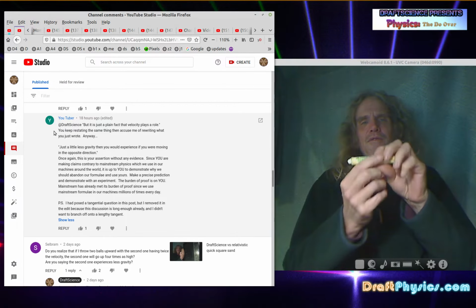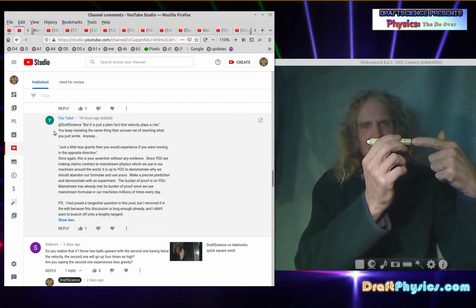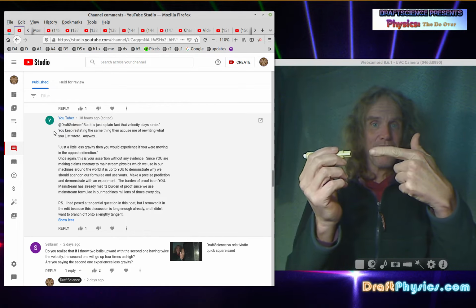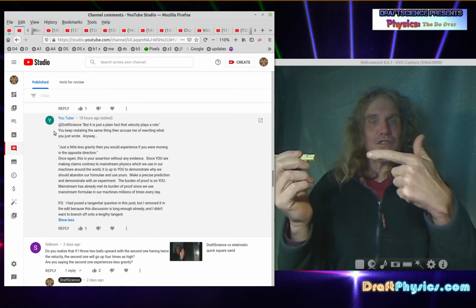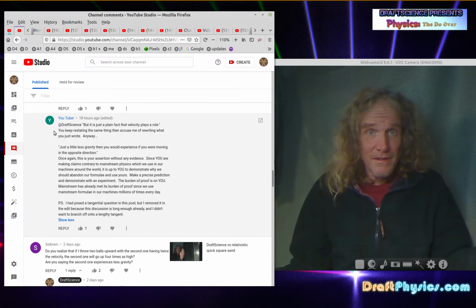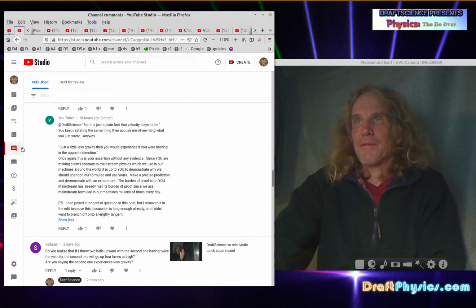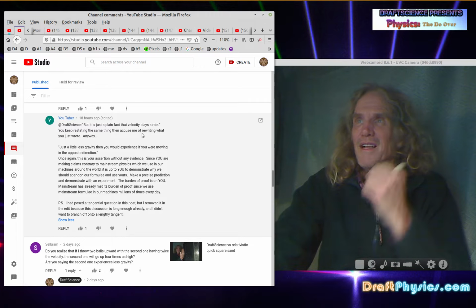If you're pushing something and it's moving away from you faster than you're moving, you obviously can't push it anymore. Duh. So that's sort of the argument. But anyway, let's read some of this. It's just a plain fact that velocity plays a role.